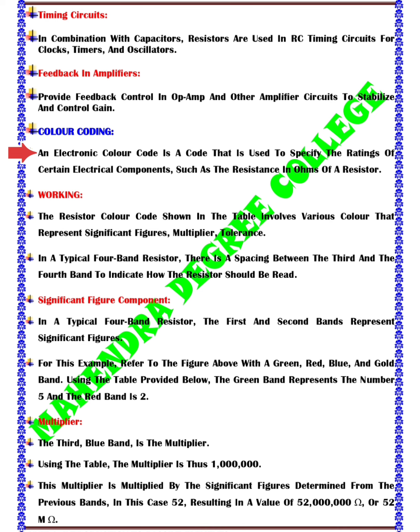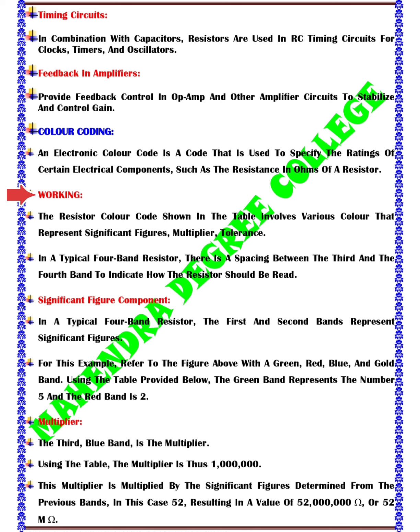An electronic color code is a code that is used to specify the ratings of certain electrical components, such as the resistance in ohms of a resistor. The primary purpose of the color code is to quickly and easily identify the resistance in ohms of a resistor, as well as its tolerance, the allowed deviation from the stated resistance value.